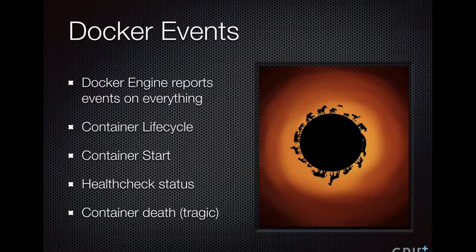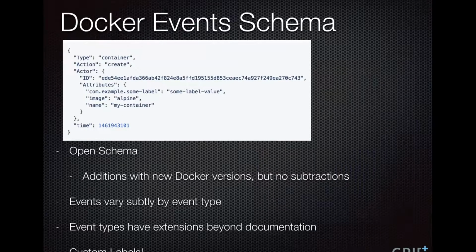Yeah, so Docker events will basically give you a message about everything that happens on your Docker host. So let's see what that looks like. This is the Docker events schema. Everybody see that okay? Essentially, this is what the basic schema will look like. This is one for a container. Each type of event, whether it be a volume or a network or some other type of resource that Docker manages, will have a slightly different schema.